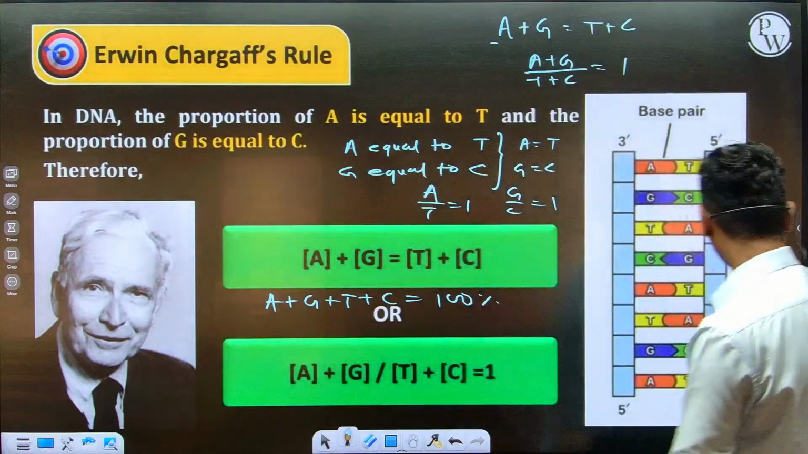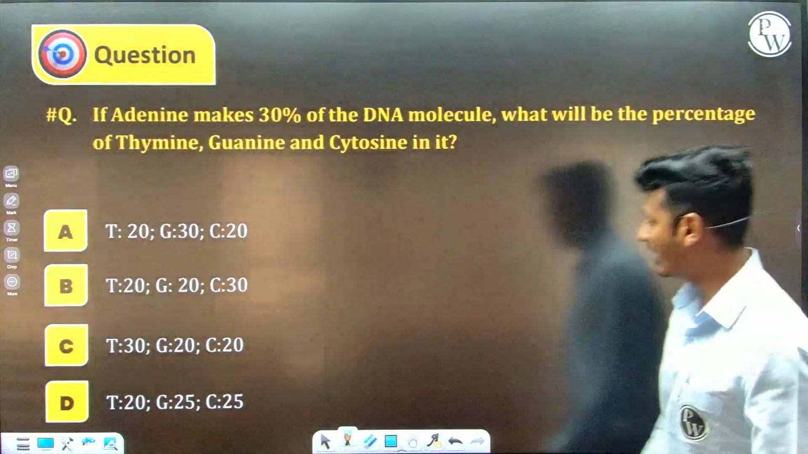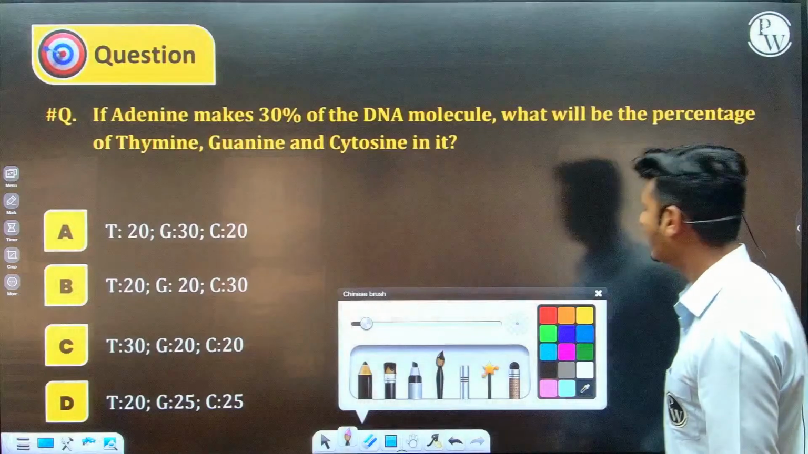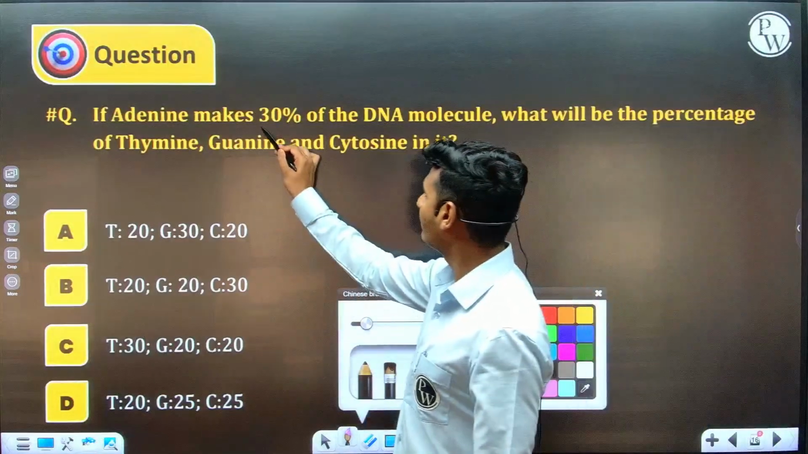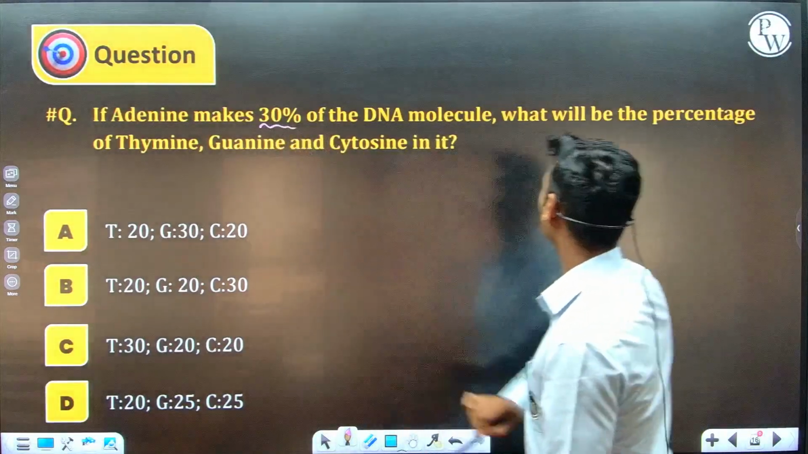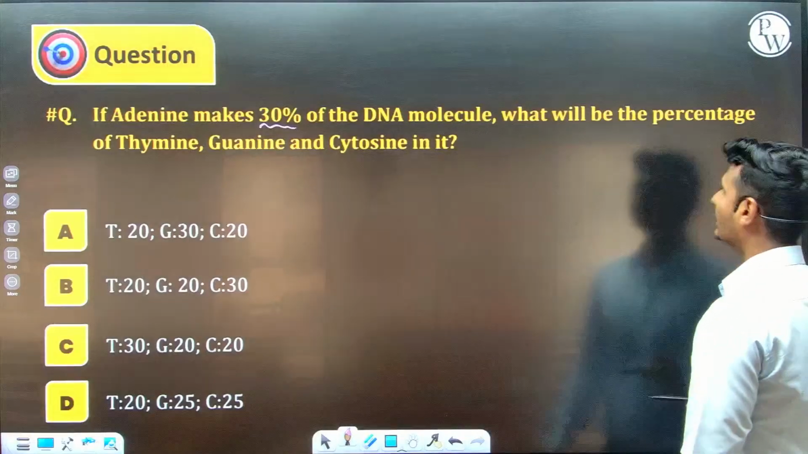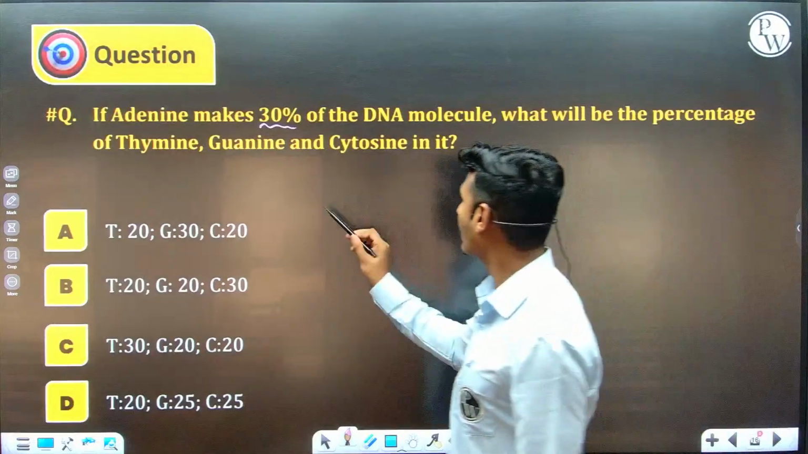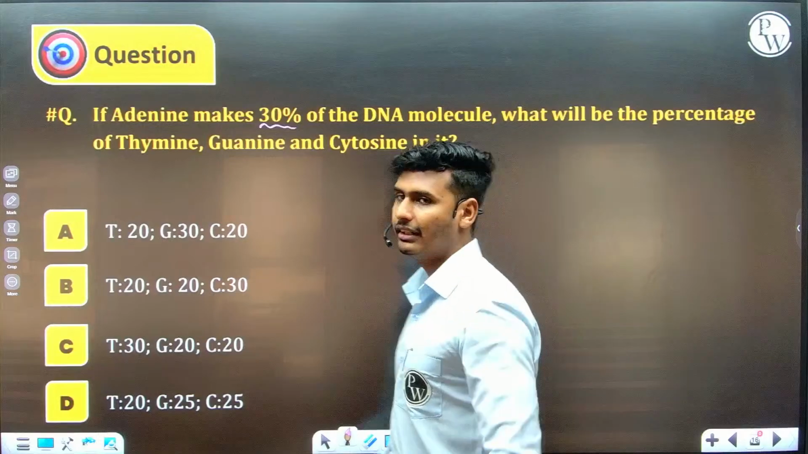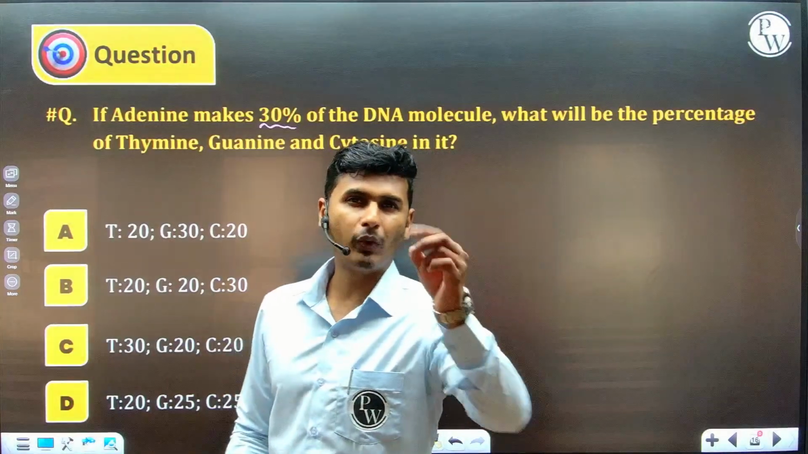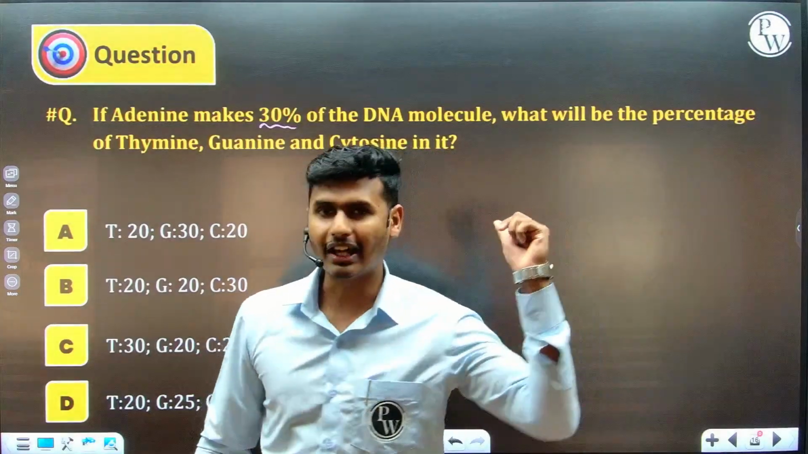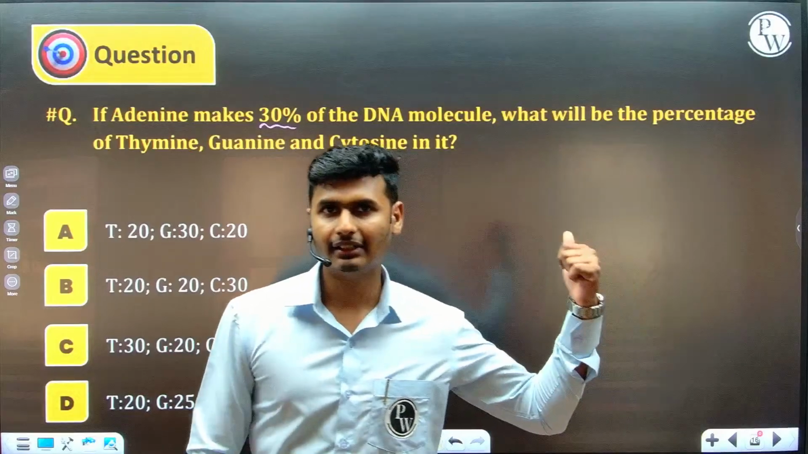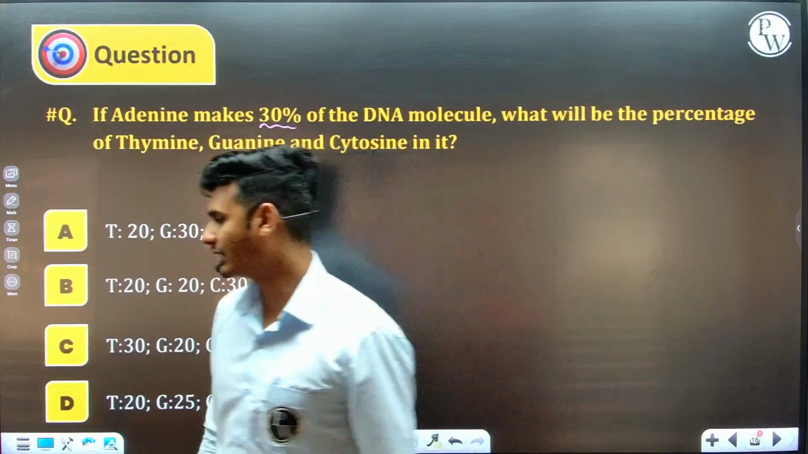Now on the basis of that, we have one question. If adenine makes 30% of a DNA molecule, what will be the percentages of thymine, guanine and cytosine in it? You have 1 minute to solve this question.